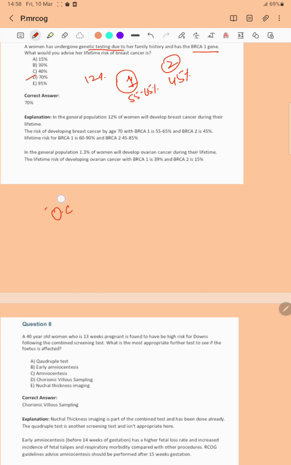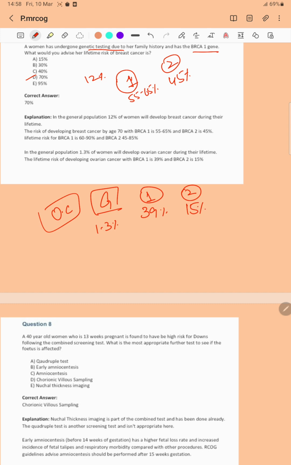What about the ovarian cancer? This was regarding breast cancer. What is it for ovarian cancer? Okay, in the general population, 1.3% of females are at risk of developing ovarian cancer in their lifetime. With the BRCA1 gene, the chances increase to 39%, and with the BRCA2 gene, it is 15%.